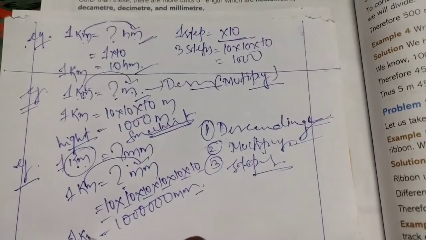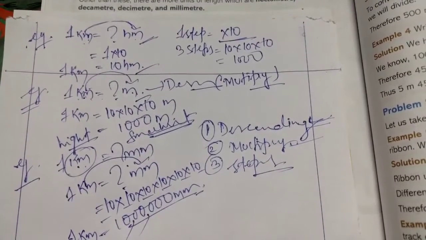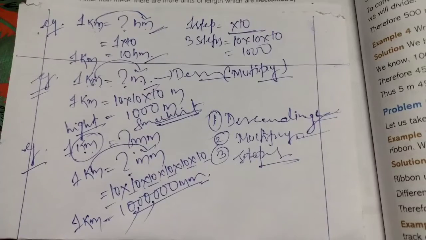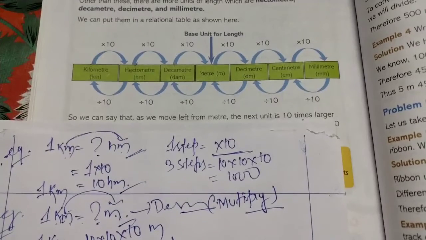So 1 kilometer equals this much: 10 lakh millimeter. 1 kilometer equals 10 lakh millimeter. So in this way you have to do it. I hope these 3 examples are clear to you.